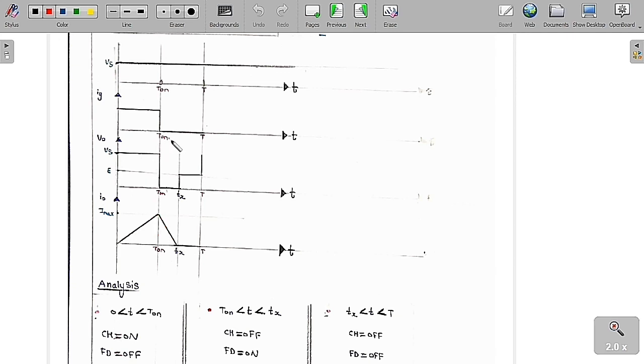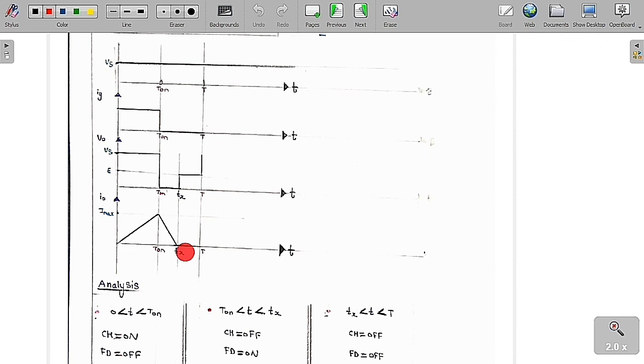When T on to T off, I am going to turn off the chopper. The chopper is open, so the inductor is going to discharge through the freewheeling diode. Because of that, the current is going to decrease. As L is very small, it decays very fast, in T on to Tx only. In this duration, T on to Tx, the freewheeling diode is conducting. Therefore the output voltage is equal to 0.